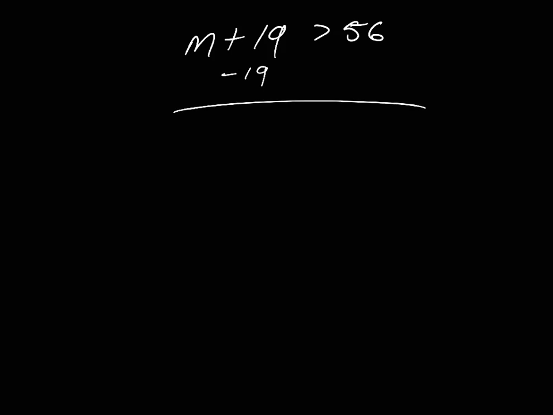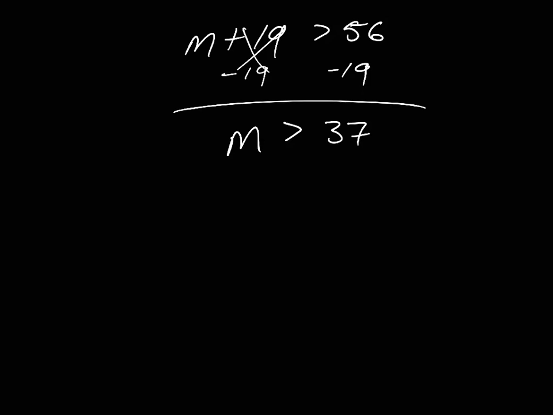Solving these inequalities with subtraction is the same as solving them in addition. You just do the inverse operation. So let's say we have m plus 19 is greater than 56. To solve this, treat it just like you would an equation. Subtract 19, subtract 19. You're going to cross that out. You get m is greater than 37.